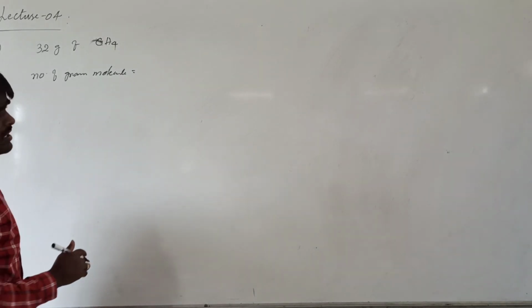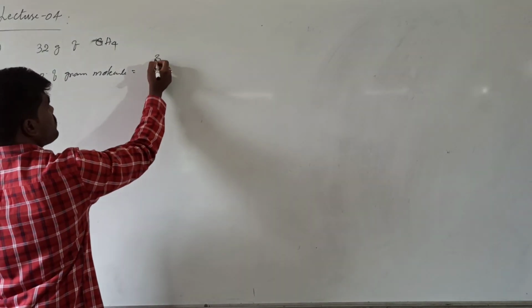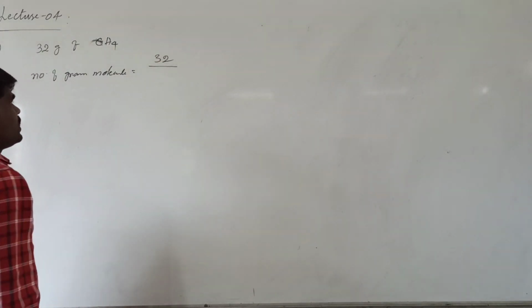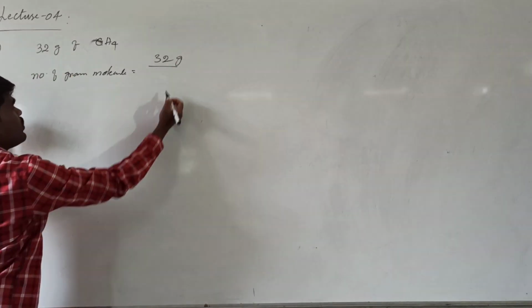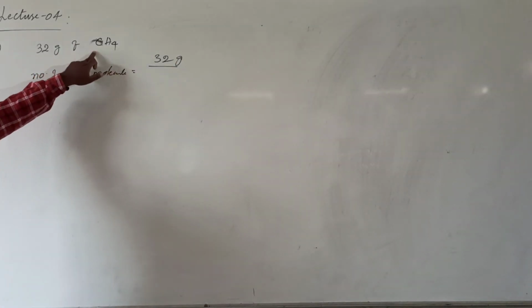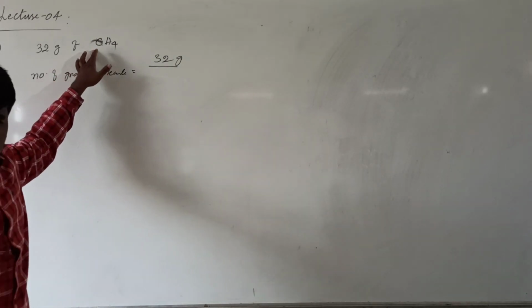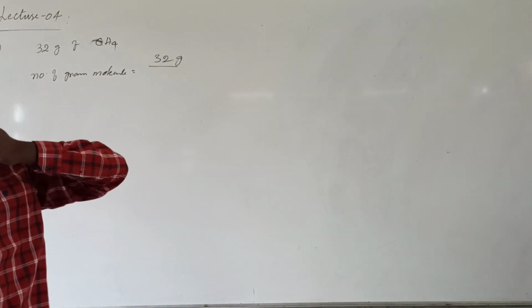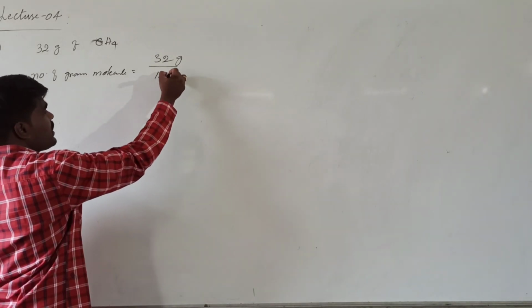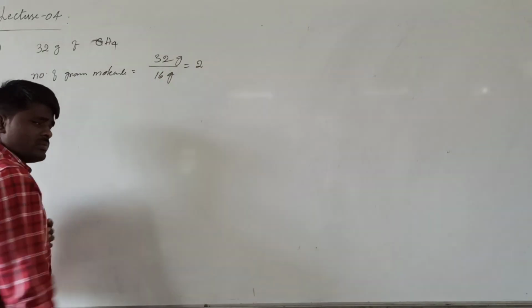Mass of the substance in grams upon molar mass. What is the mass given? 32 grams. And what is the molar mass of methane? 1 atom of carbon, 4 atoms of hydrogen. That means 1 atom of carbon is 12 and 4 atoms of hydrogen 4. That means total 60 grams. So much it comes like this.